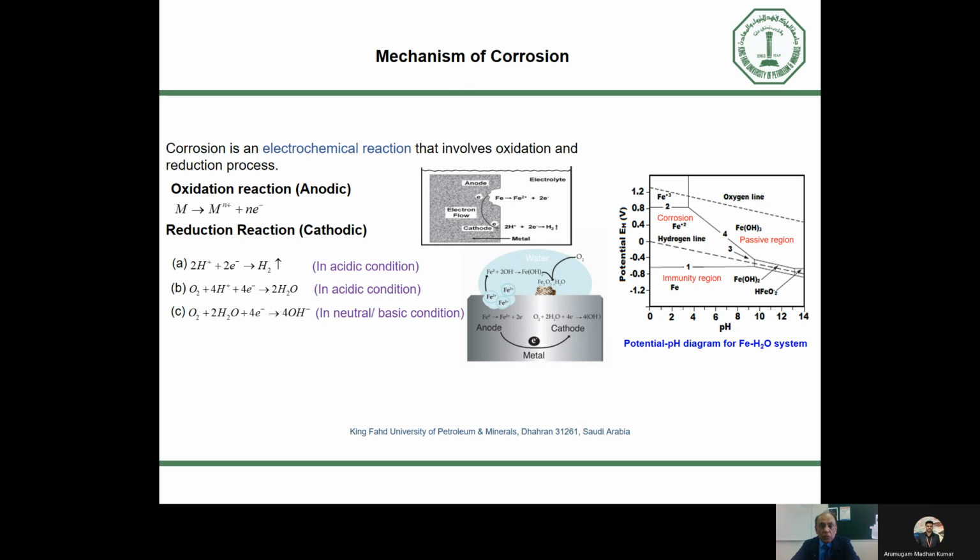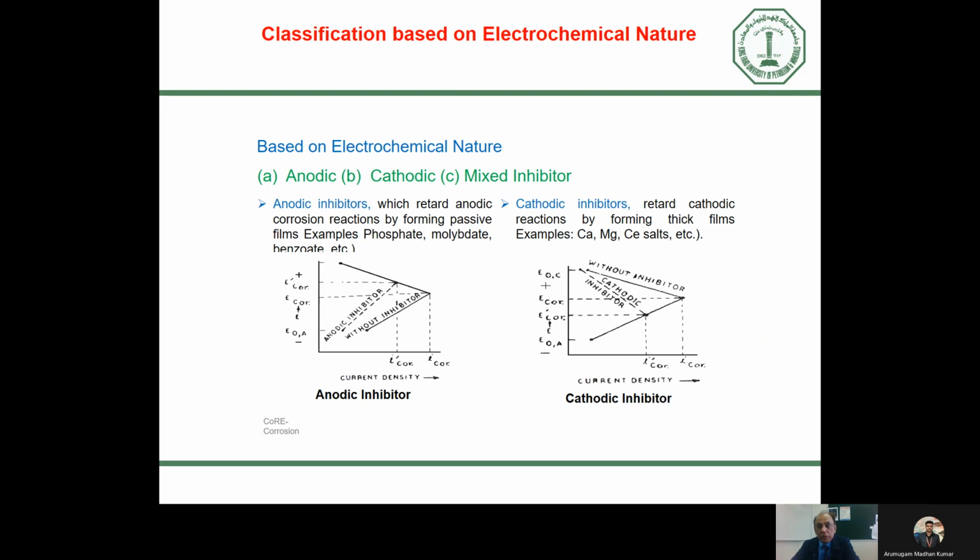So this is the mechanism of corrosion. As I mentioned earlier, two important reactions are involved: oxidation and reduction. In oxidation, metal ions are formed and electrons are released, and the cathodic reaction takes place depending upon the environmental condition. For instance, in acidic medium, hydrogen evolution will take place. In neutral medium, hydroxide ions will be formed. According to the electrochemical nature, we can have three kinds of corrosion inhibitors: first is the anodic inhibitor, cathodic inhibitor, and mixed type of inhibitor.